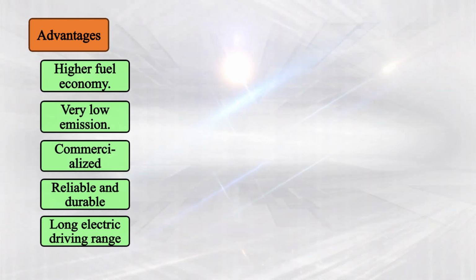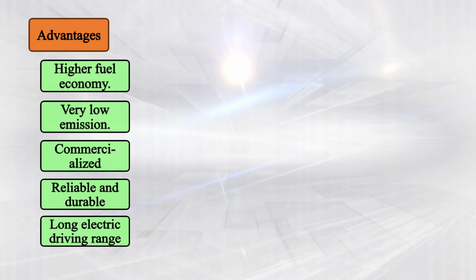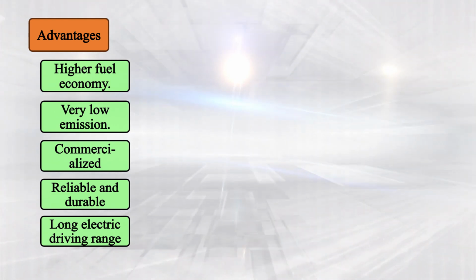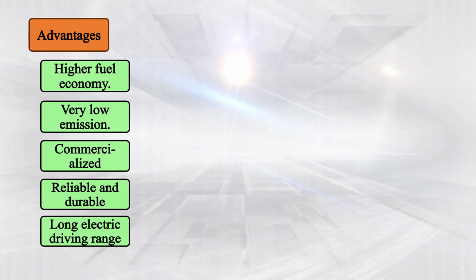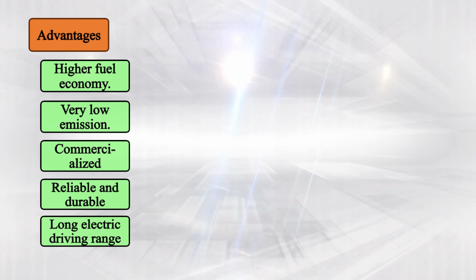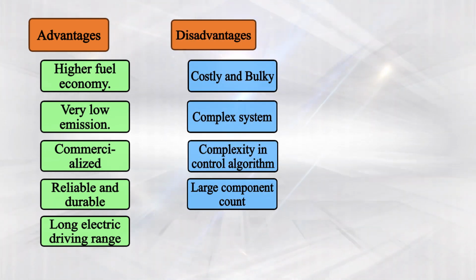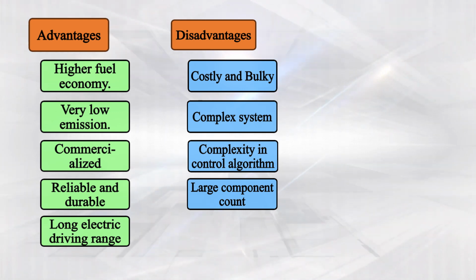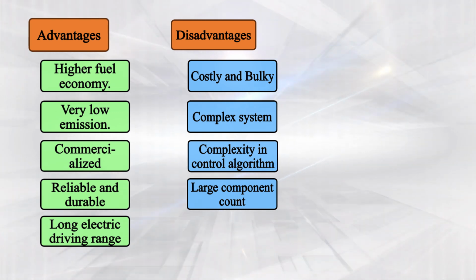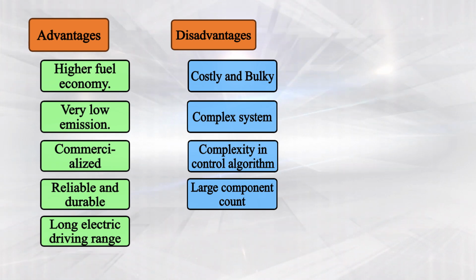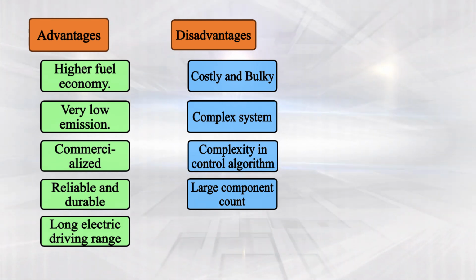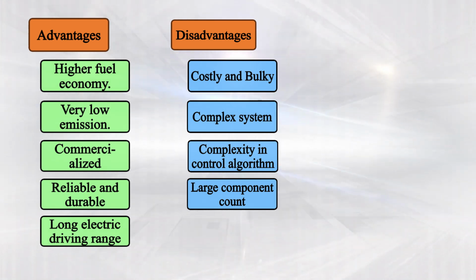it is well commercialized and easily available in the market, reliable and durable, with a long electric driving range. The all electric driving range is increasing day by day. However, the disadvantages of the hybrid electric vehicle are that it is quite costly and bulky, a complex system, with complexities in control algorithm and a large number of components in comparison to an IC engine vehicle or electric vehicle.